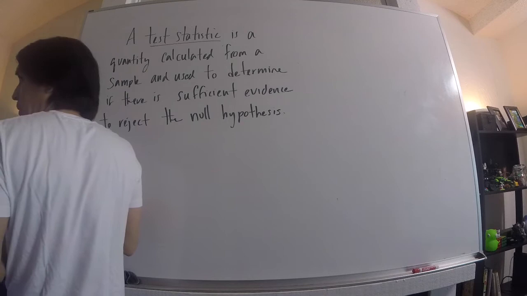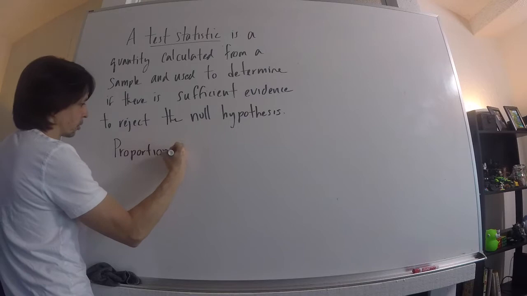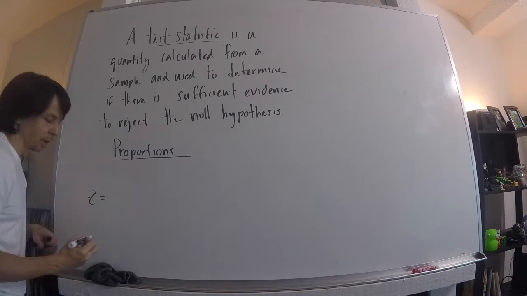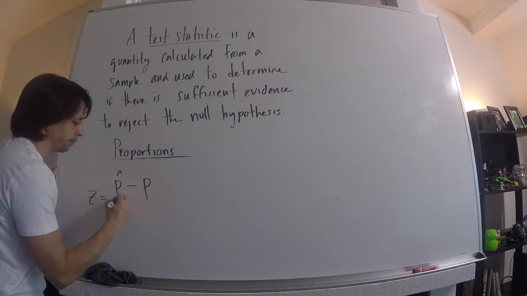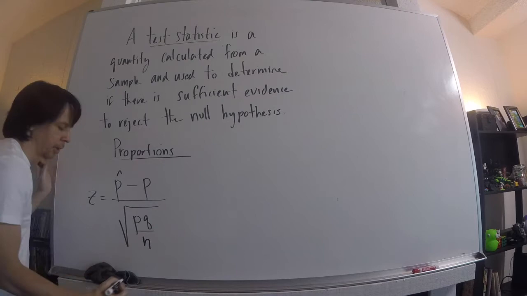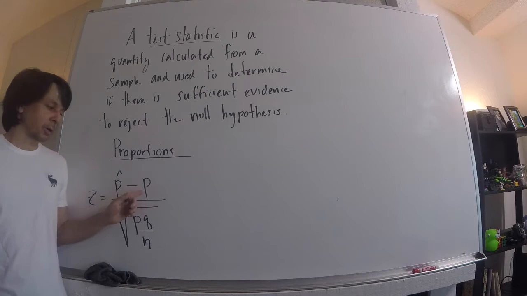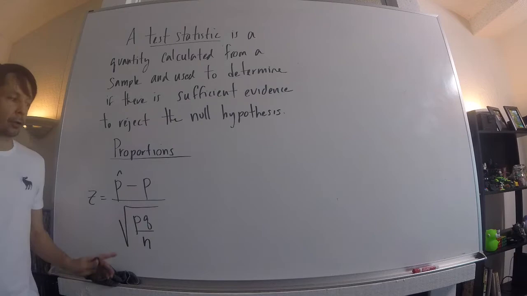There's going to be one for proportions. For proportions, it's the Z test statistic, which you're going to compute by doing p-hat minus p over the square root of pq over n. You'll have to be careful about how you type it in, because this one involves a p-hat, which is the sample proportion, and your population proportion p. Down below it's p and q, not p-hat and q-hat, so you have to be careful there.